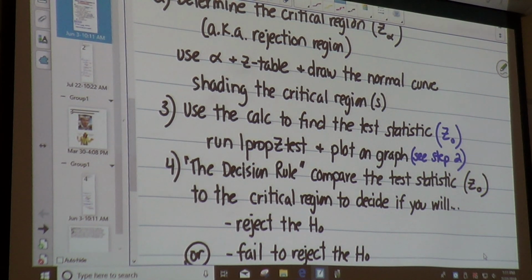So once you graph it, then you'll decide, do you reject the H naught or do you fail to reject the H naught? I'm going to have just a little bit more at the bottom, which is going to be our p-value approach.